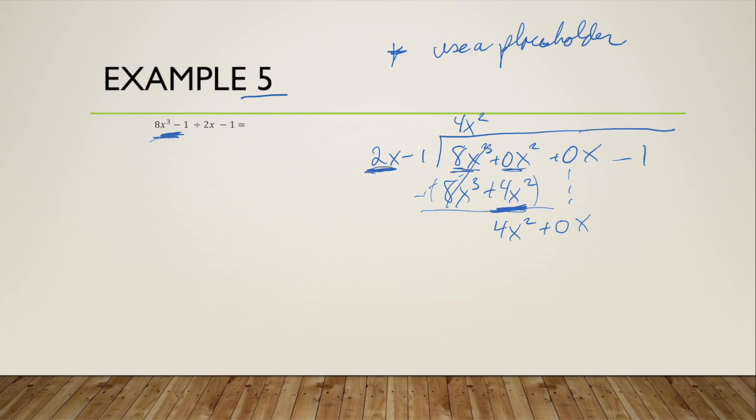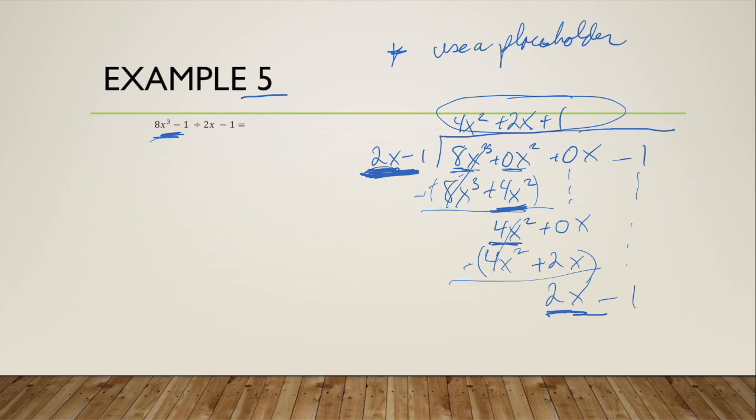Now I look at 2x and I say, okay, what do I multiply 2x by to make it look like 4x squared? That's going to be 2x. 2x times 2x is 4x squared. 2x times a negative 1 is a negative 2x. I'm going to go ahead and subtract. First terms cancel. Two negatives make a positive, so I've got 2x minus 1. Well, what do I multiply 2x minus 1 by to make it look like 2x minus 1? Well, that's 1. So my final answer is 4x squared plus 2x plus 1, and my remainder is 0.